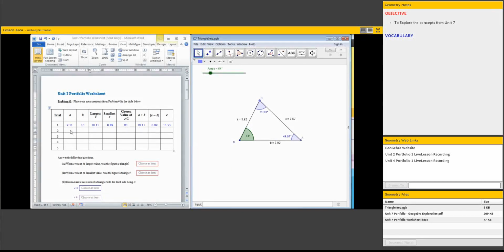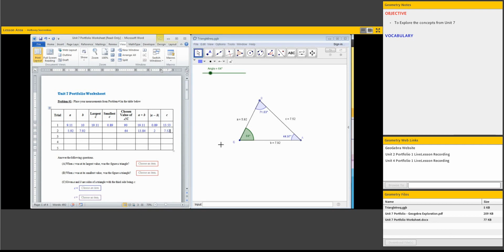Okay, so again, I'm going to put in the information down here. A is 5.92. B is 7.92. I'm going to have to verify that in a second. I'm going to be choosing a 64-degree angle with this. If I take A and B and add them together, I get 13.84. And when I do A minus B, in absolute value I have 2. And C is 7.52 in this situation.